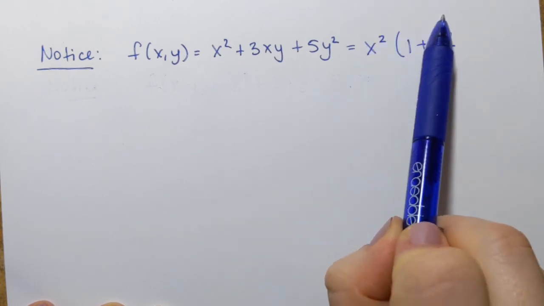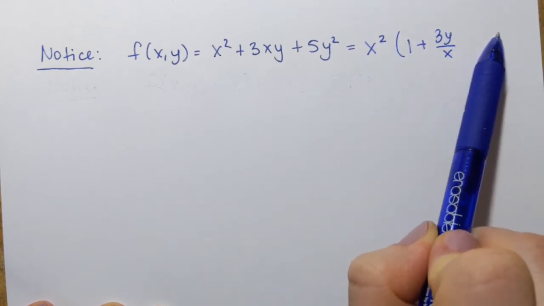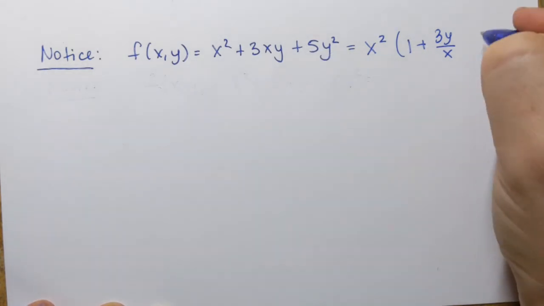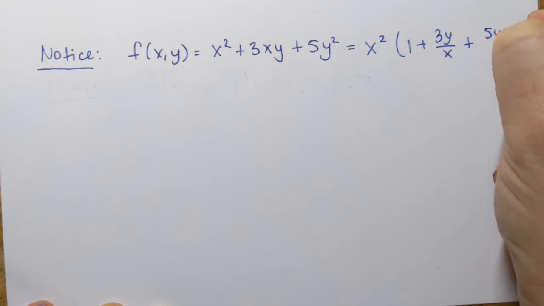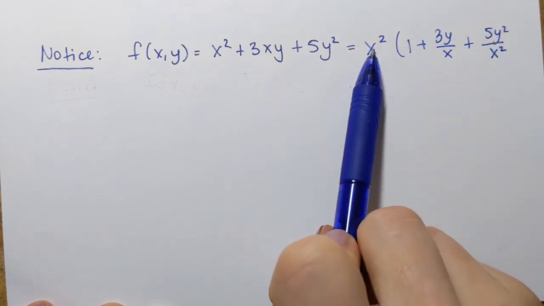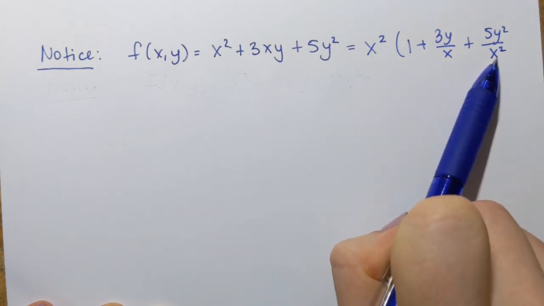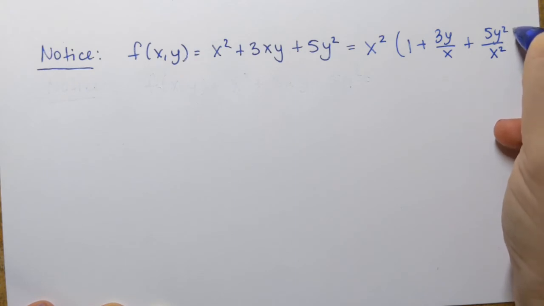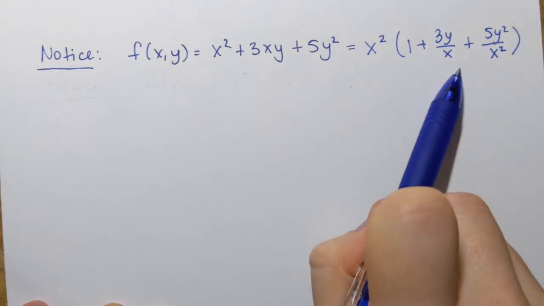And by what do I need to multiply x squared over here so that I obtain 5y squared? Well, I will definitely have to have 5y squared, but then I also have to have x squared in the denominator, so that this x squared is canceled with that one, and we obtain just 5y squared. Okay, so that's what we get.